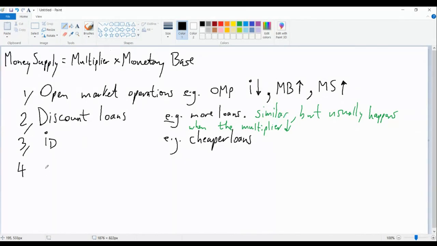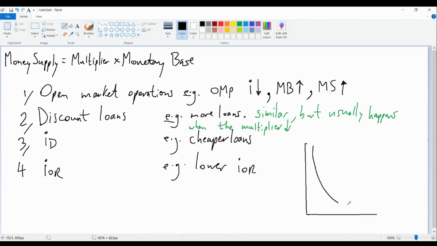What's our next tool? It's the interest rate on reserves. And what if you lower the interest rate on reserves? What's going to happen? Well, what are you doing when you do that? If you're lowering the interest rate on reserves and it actually matters for anything, it means we must be somewhere here, right?